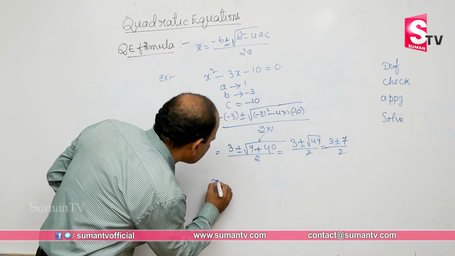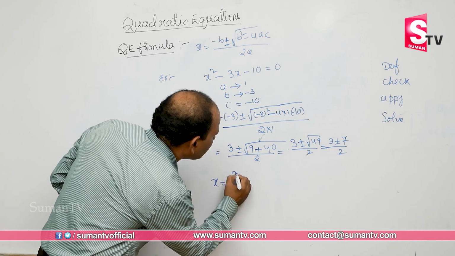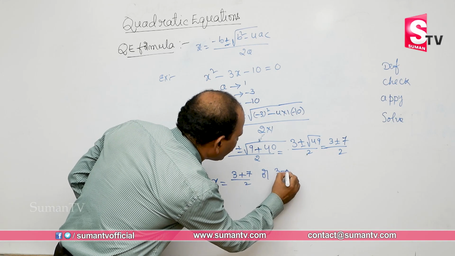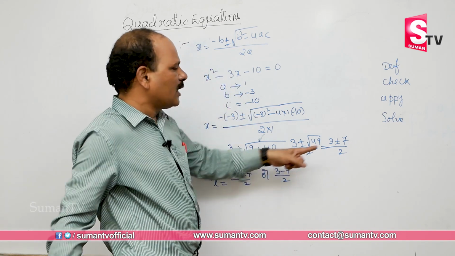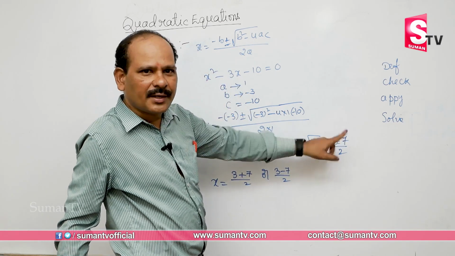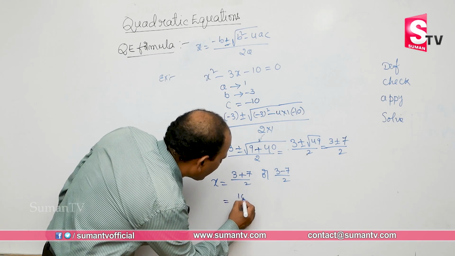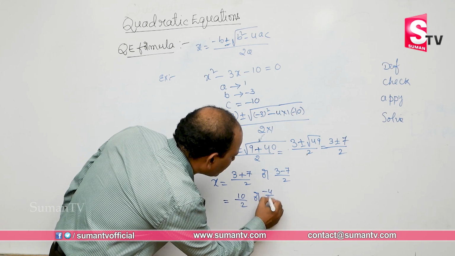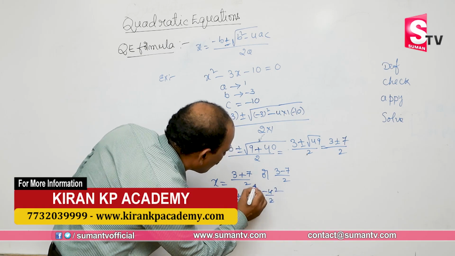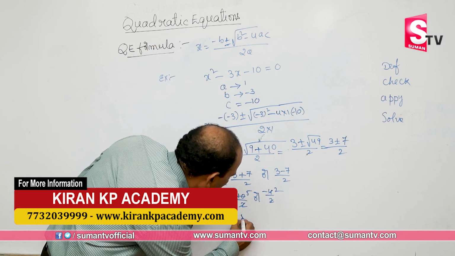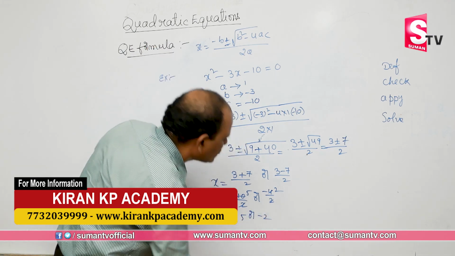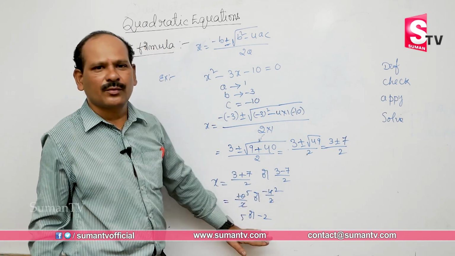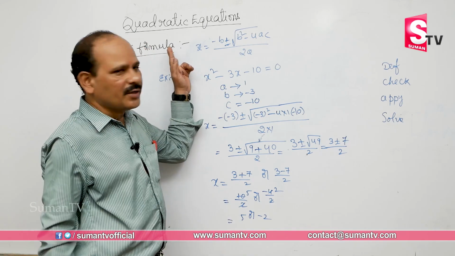So the value of x is equal to 3 plus 7 by 2 or 3 minus 7 by 2. Why? Because I have to take one time plus and one time minus. So it is equal to 10 by 2 or minus 4 by 2, that is 5 or minus 2. So x is equal to 5 or minus 2. Get it? In this way, we can solve the problem by using the quadratic formula.